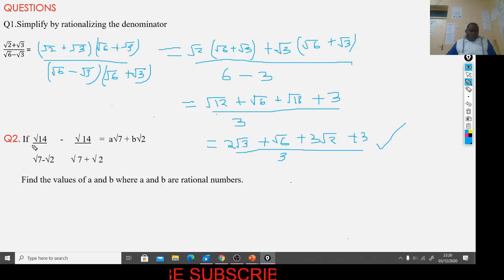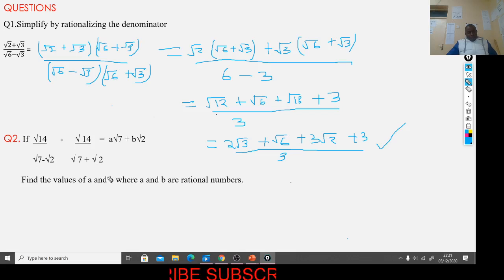Now here, question number 2. If root of 14 all over root 7 minus root 2, minus root 14 over root 7 plus root 2, equals a root 7 plus b root 2. Find the value of a and b where a and b are rational numbers. Now what you do in this case, there are 2 ways of doing it. You can rationalize each part of the equation separately, and then equate whatever you find to this. Or you just work out the way we were doing fractions in Form 1.